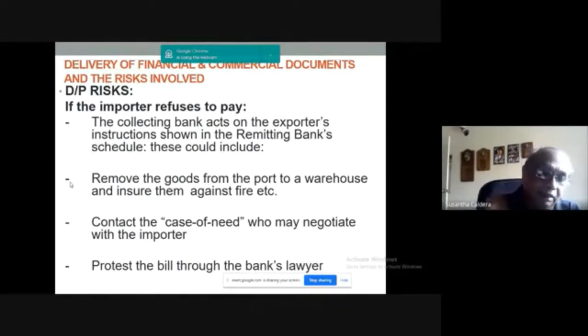Right. In this one, it says remove the goods from the port to a warehouse and so on. So when we are sending the documents, we should not consign the goods to the order of a bank, right? Because banks are not involved in documentary collection. We are only acting as an agent. Otherwise, we don't have any responsibilities or obligations, right?